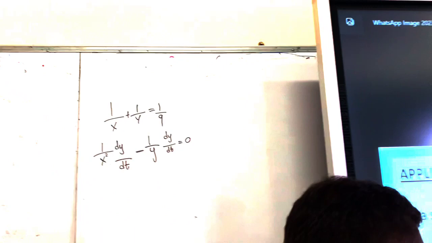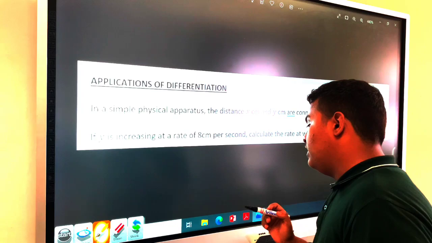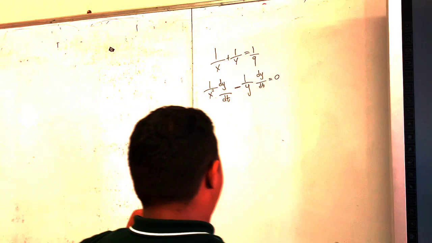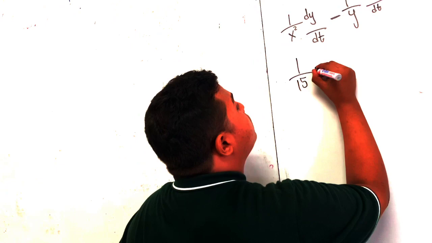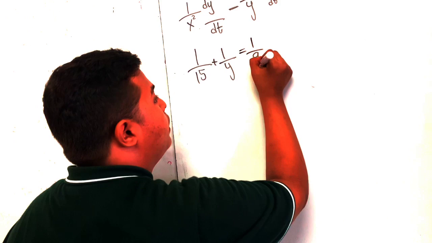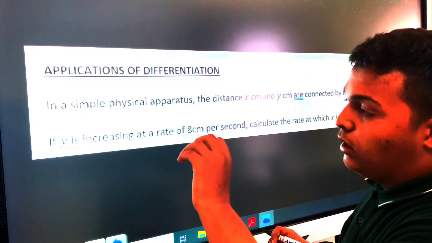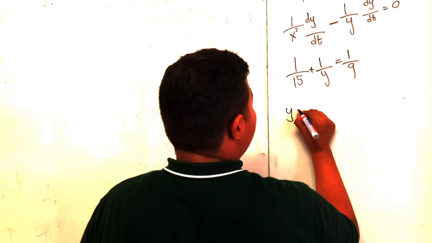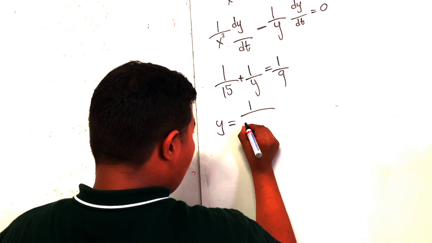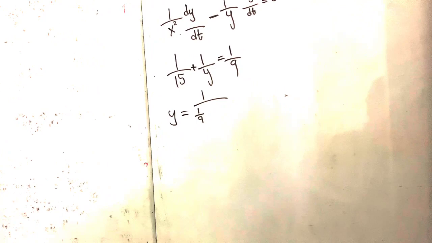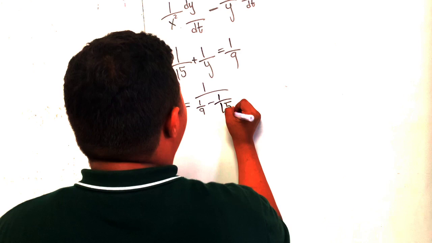Okay, and then the next thing we will do, here it says x equals 15 centimeter. So we will replace x with 15. So the next thing we do is 1 over 15 plus 1 over y, which equals 1 over 9. And then the next thing we will do is y equals 1 over 9 minus 1 over 15. And the answer is going to be 45 over 2.